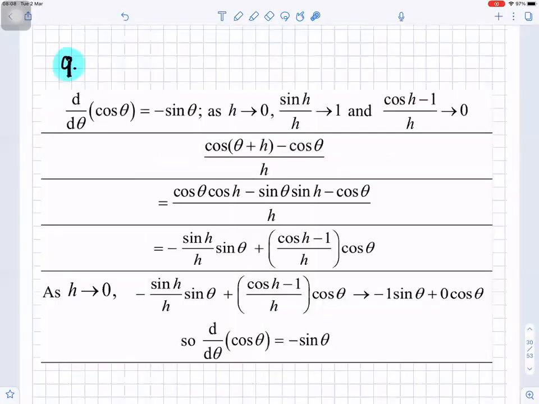So that's question 9, written neatly. Cos theta plus h minus cos theta, you change it to that, and then you factorize that out, separate them, and it's all written neatly. So when you differentiate cos theta, you get minus sine theta.